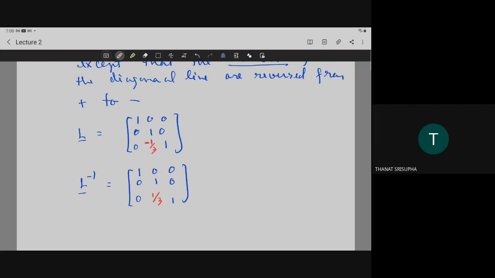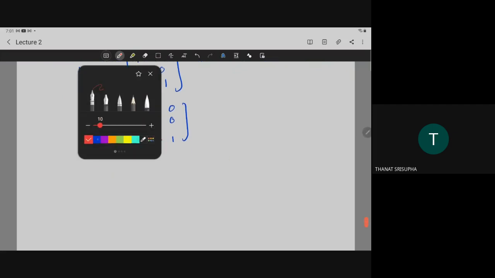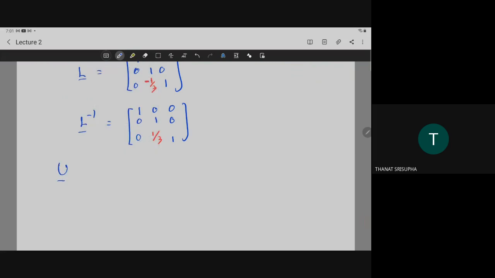Okay. If there are more terms that are not zeros, you can just change the sign of all the elements that are not at the diagonal lines. So it's quite simple to do this, okay? And the matrix U inverse can be found similarly, okay?